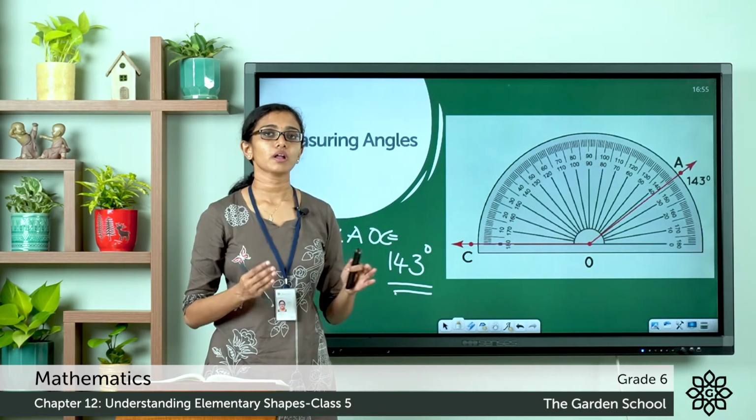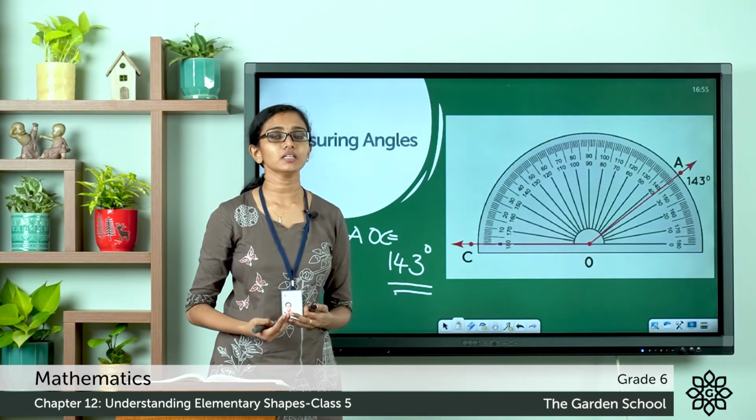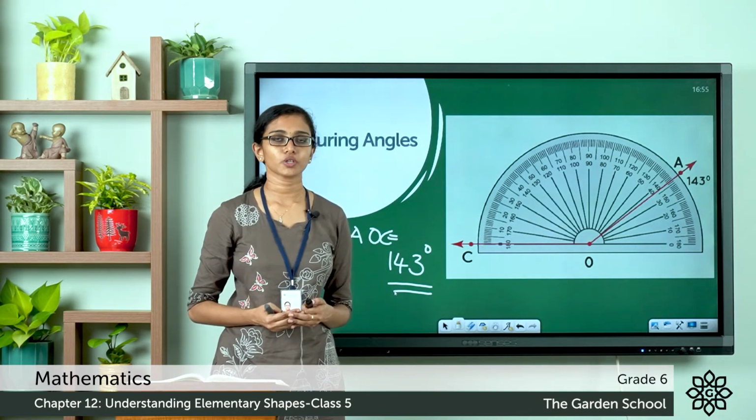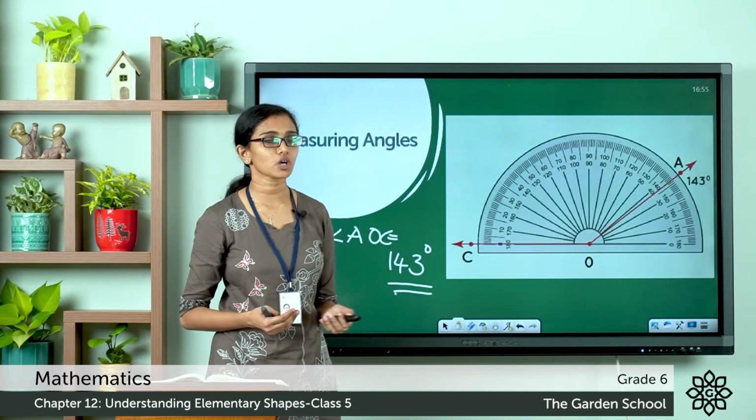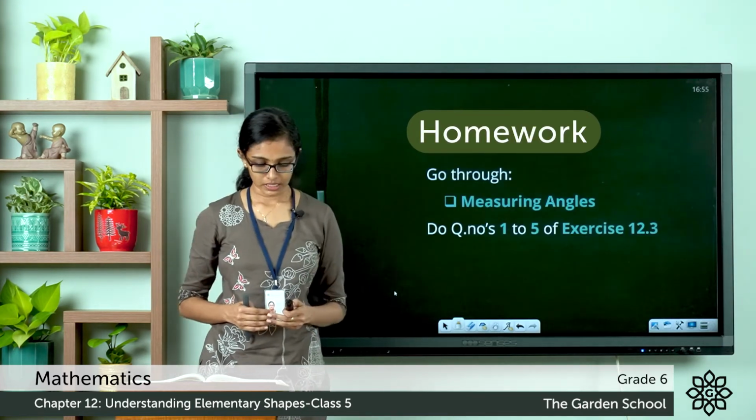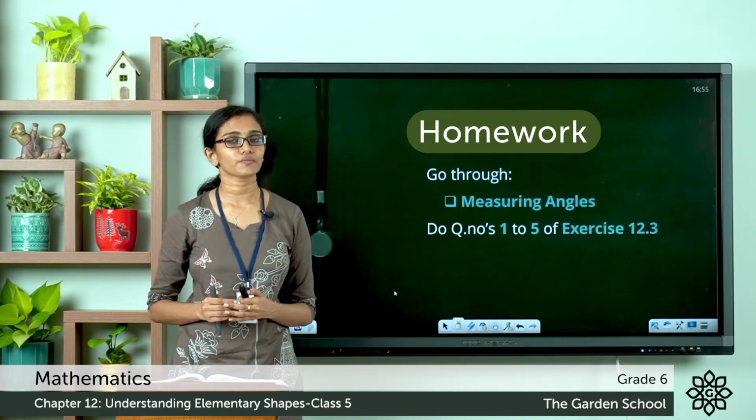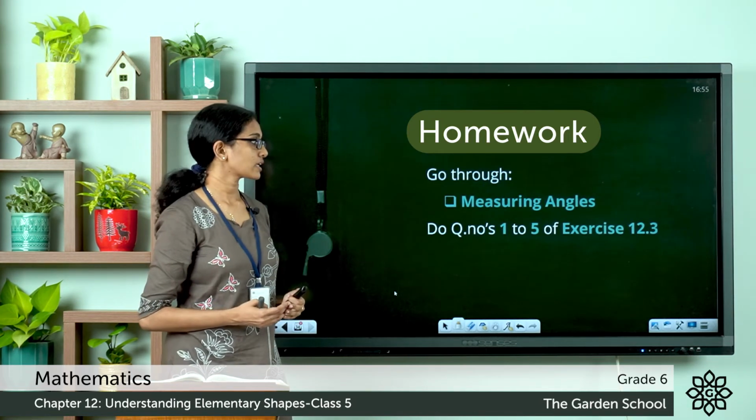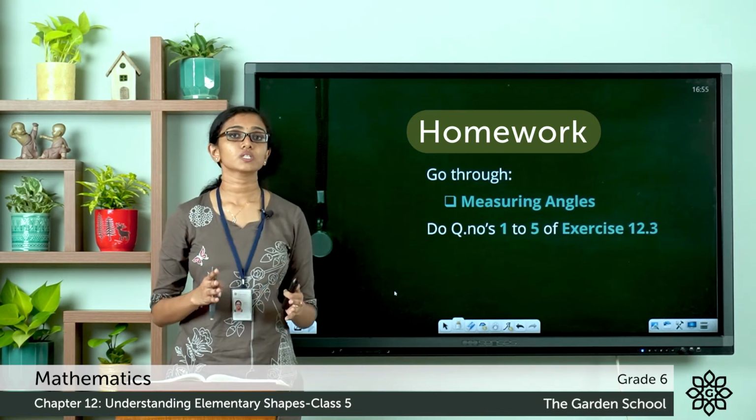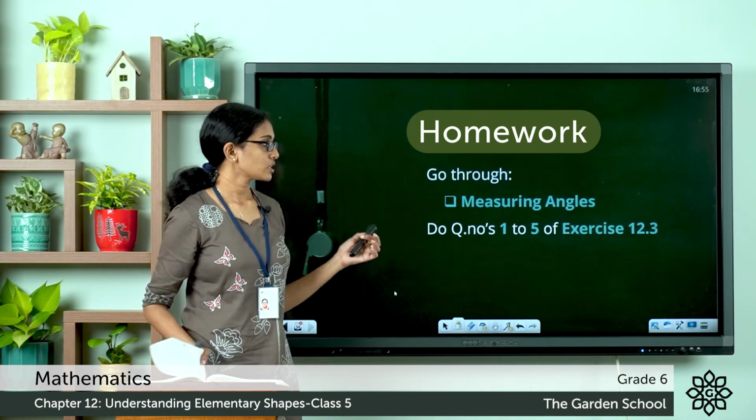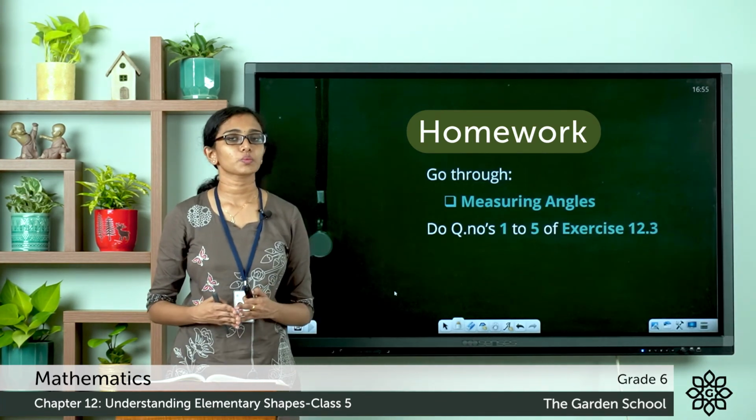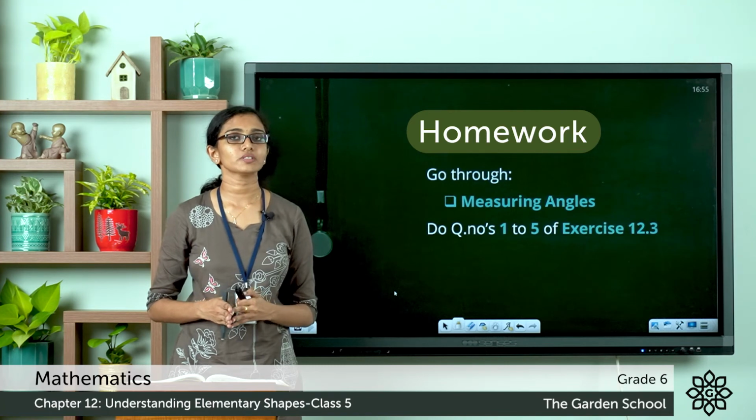So children, I hope now you know how to measure an angle using the protractor in your geometry box. You have to go through this topic once again, which is given under the heading measuring angles in page number 180 of your textbook. Once you have gone through that, you will be ready to do the first 5 questions of exercise 12.3. And once you are done with the answers, please do take a picture and send this through Teams.